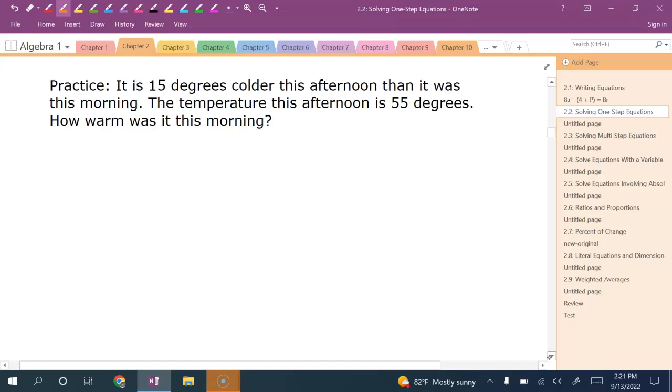So I want you guys to take a minute, read through this practice problem, pause the video here, give it a try, and then keep watching to see what the answer should have been. And I will warn you to read this one extra carefully, because I do see students get confused about how this one's worded a little bit.